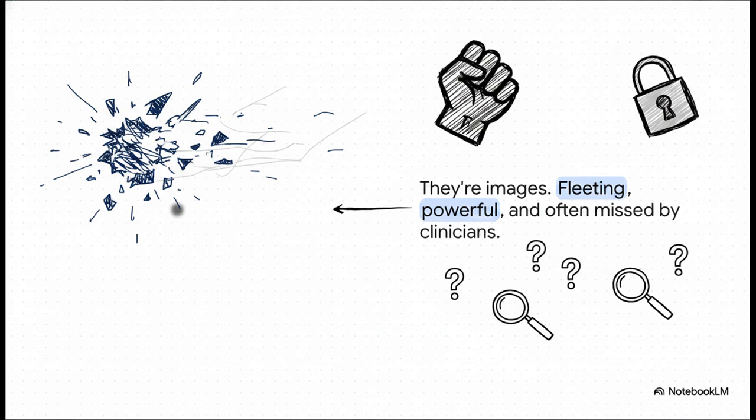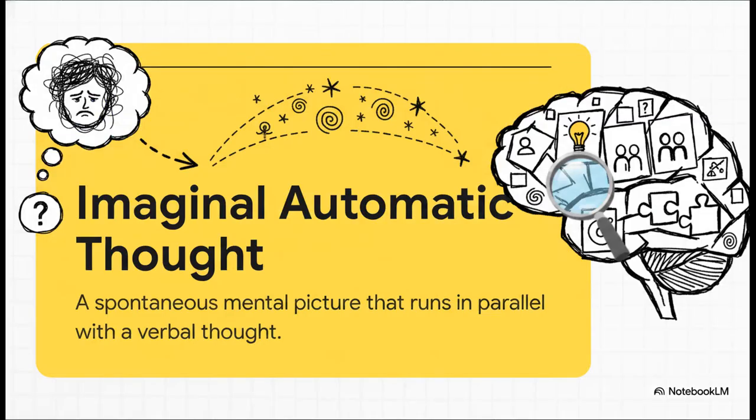And here's the kicker. If we don't know to ask about them, they just stay there, under the surface, causing all sorts of problems. So there's a clinical term for this, of course, an imaginal automatic thought. Basically, it's a mental picture that shows up right alongside a verbal thought. So you have a client who says, "I feel like I'm imposing." But it's not just that thought floating in their head. At the exact same time, they might be seeing a vivid image of their classmate giving them an irritated look. And that's the key, isn't it? If we only work with the words "I'm imposing," and we miss that powerful image of rejection, we're missing a huge piece of the puzzle.